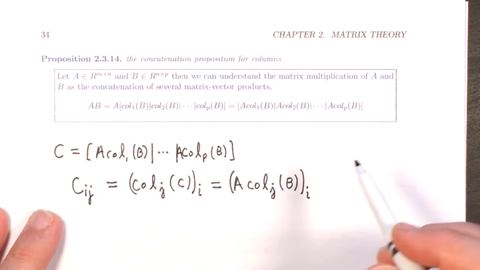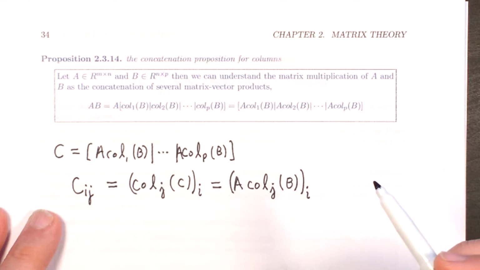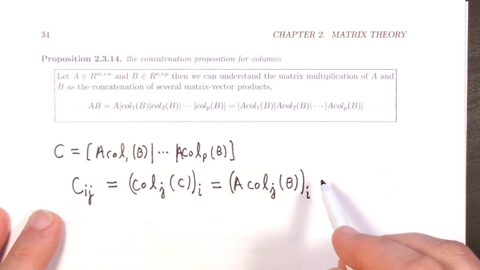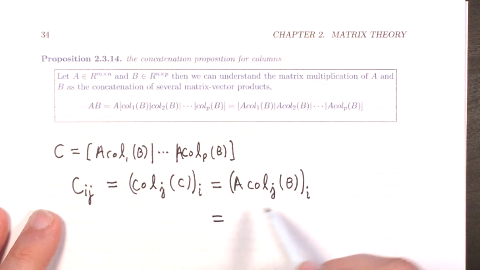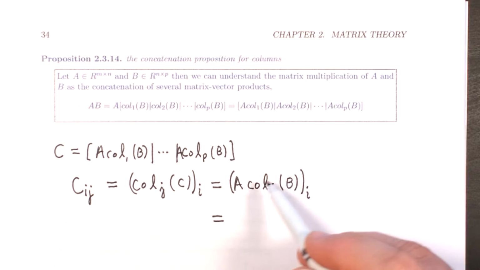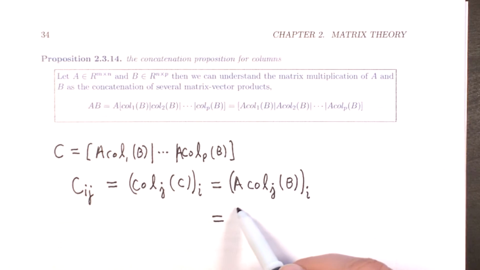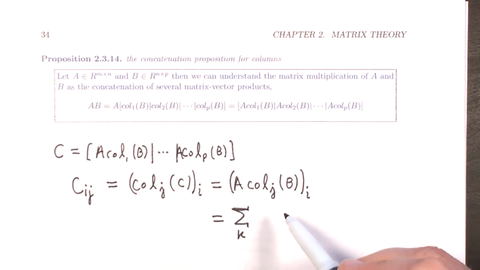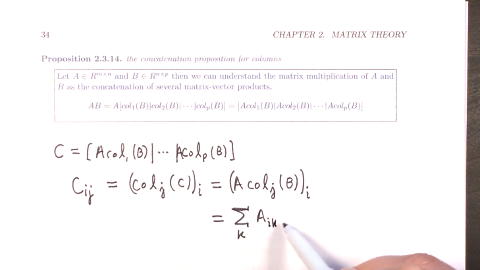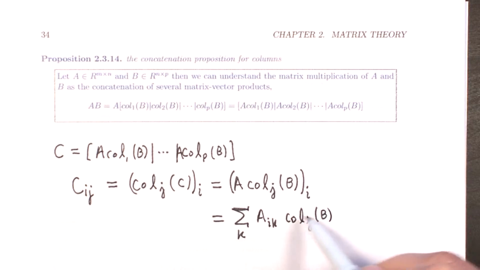But then, let's see here. This would be, how does this work? Now we're looking at a matrix column product, and so that would be the sum over, let's say, k of A_ik times column J of B, the kth component of that.